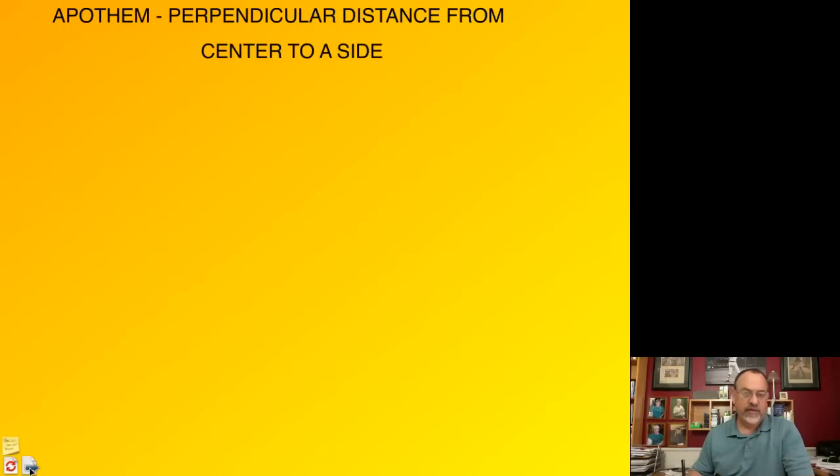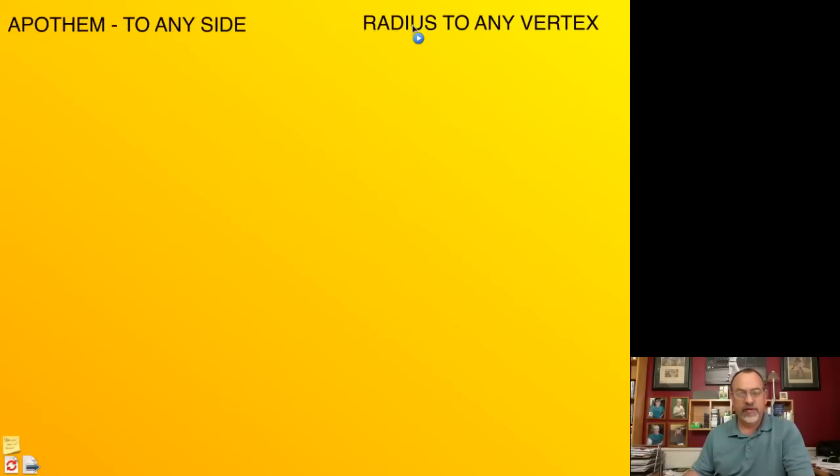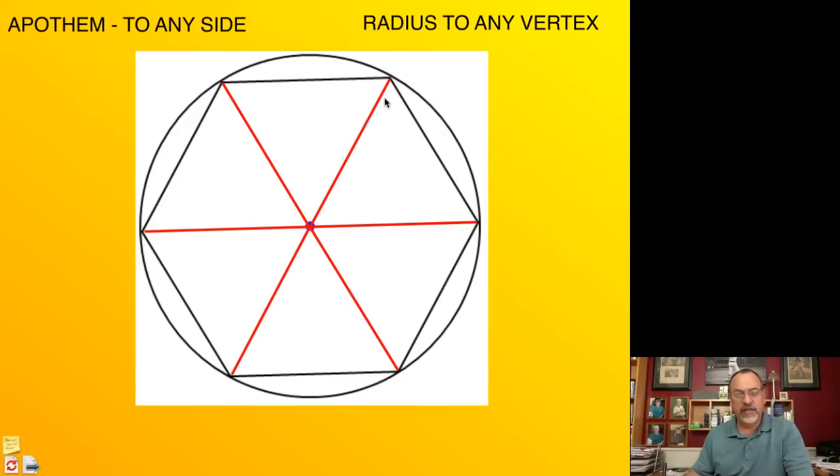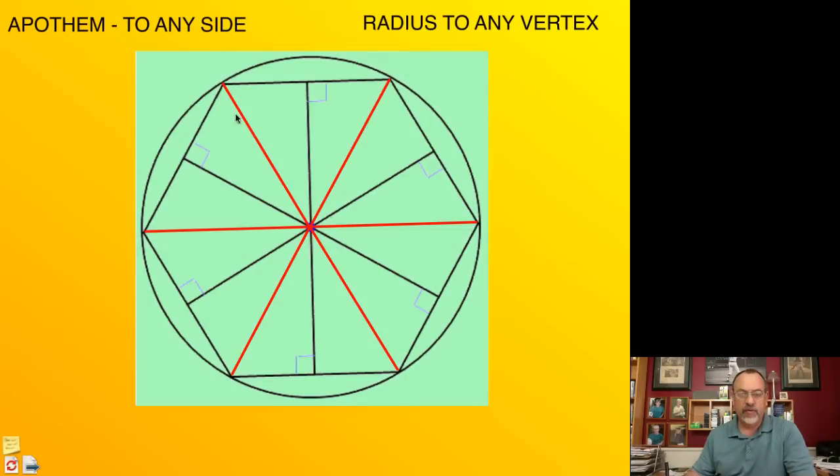I want you to notice one thing about what we talked about earlier, this radius that goes to any vertex. Notice that these are not right triangles. Even though they're isosceles and congruent, they're not right triangles. So we cannot use the Pythagorean theorem when we draw two radii. We cannot use trigonometry, and we cannot use 30-60-90 or 45-45-90 when we draw two radii because a right triangle is not created. However, if I draw an apothem with those, I do create these little right triangles wherein I can use those.